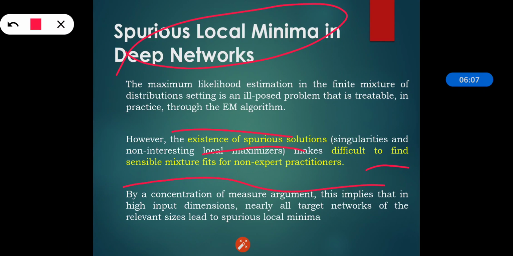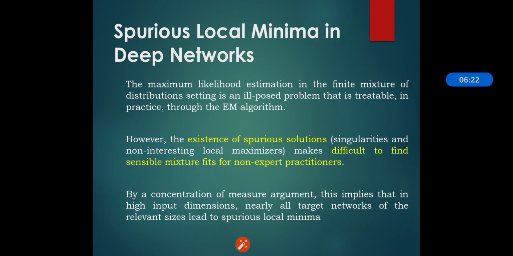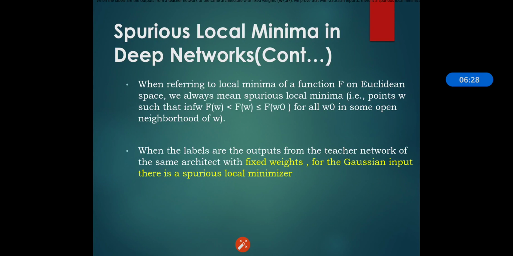By a concentration of measure argument, this implies that in a high input dimension, all the target networks of relevant size lead to spurious local minima. So we can say that by the measure argument, if we have a high input dimension, then almost all the target networks can be covered.